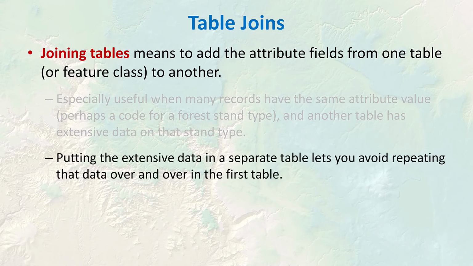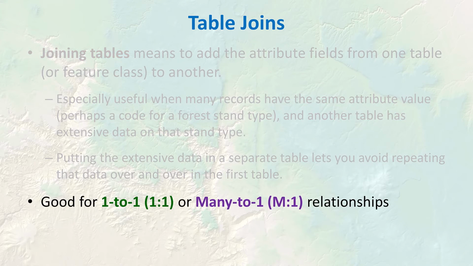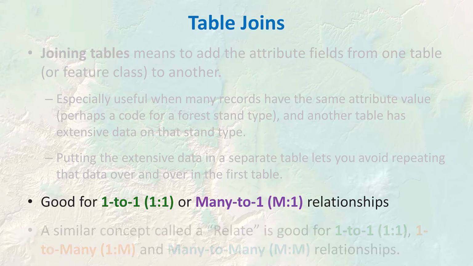Now, putting the extensive data into a separate table lets you avoid repeating all that data over and over again in the first table, and I'll show you an example of that in just a second. This type of relationship is good for what we call one-to-one or many-to-one relationships. For example, you might have many timber survey points that classify the forest type as, say, ponderosa pine, and another table that contains a single record describing the ponderosa pine forest type. You join the many points to that single record with the ponderosa pine info.